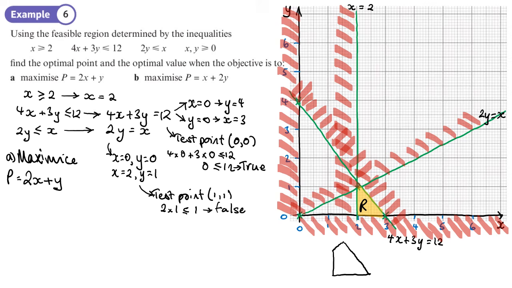Okay, so I need to know what the slope of this line is, so I need to pick some values for P. So if I say let P equal 4, for example, that will give me 4 equals 2x plus y. So for x and y, one solution would be x equals 1, y equals 2. So my objective line is going to pass through those points.